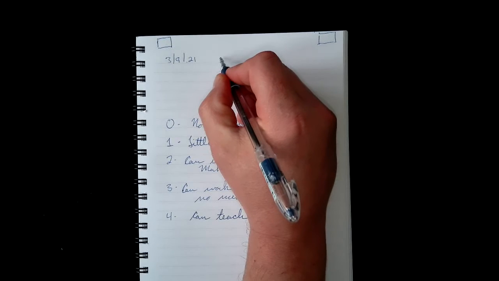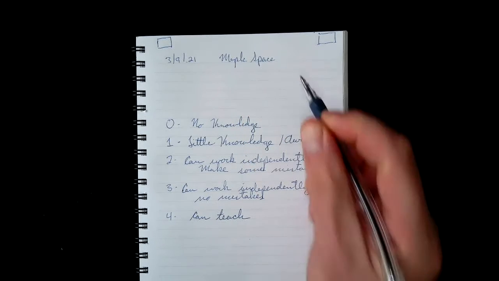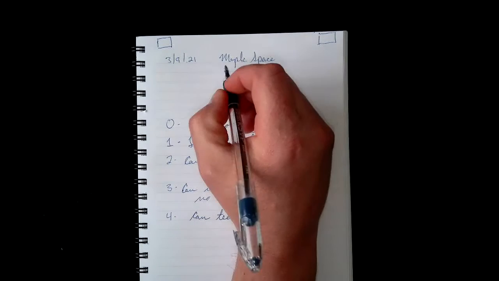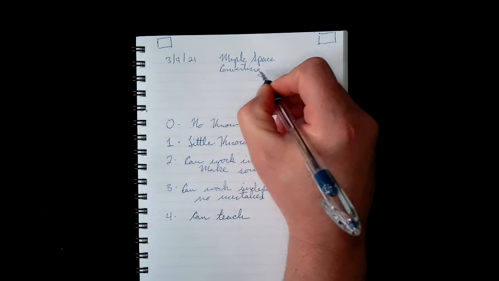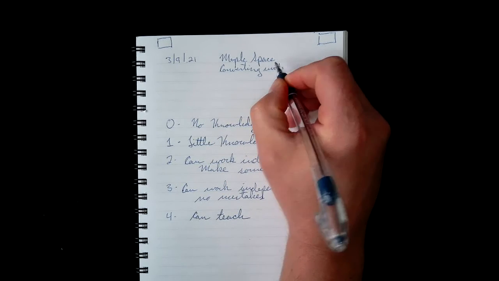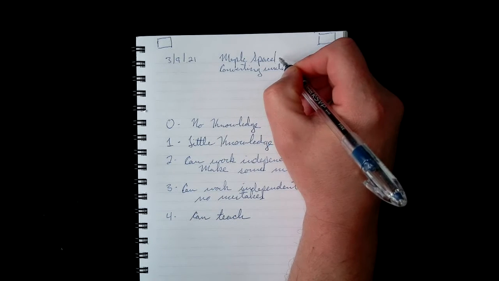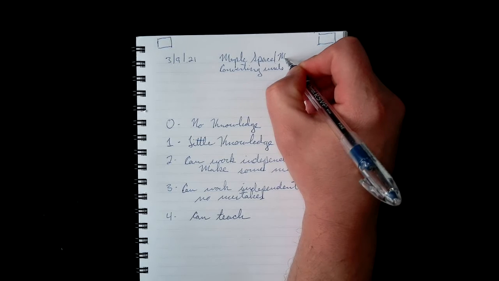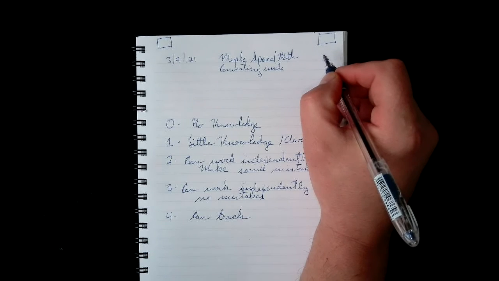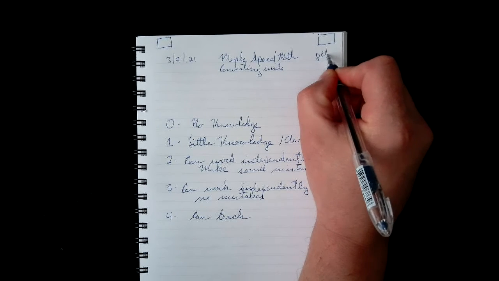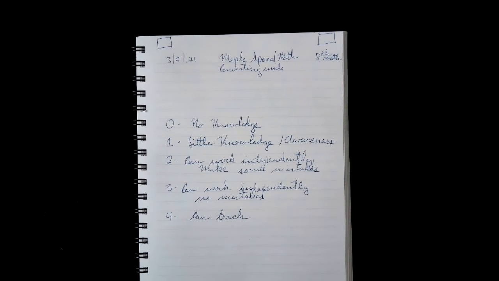And say we were working in Maple. So our Maple space. And we are going to do a cross-curricular lesson on converting units of measurement. And I'll put Maple space / math. And then we want to put our class and we'll say 8th grade, and maybe this is our math class, working with our math teacher.